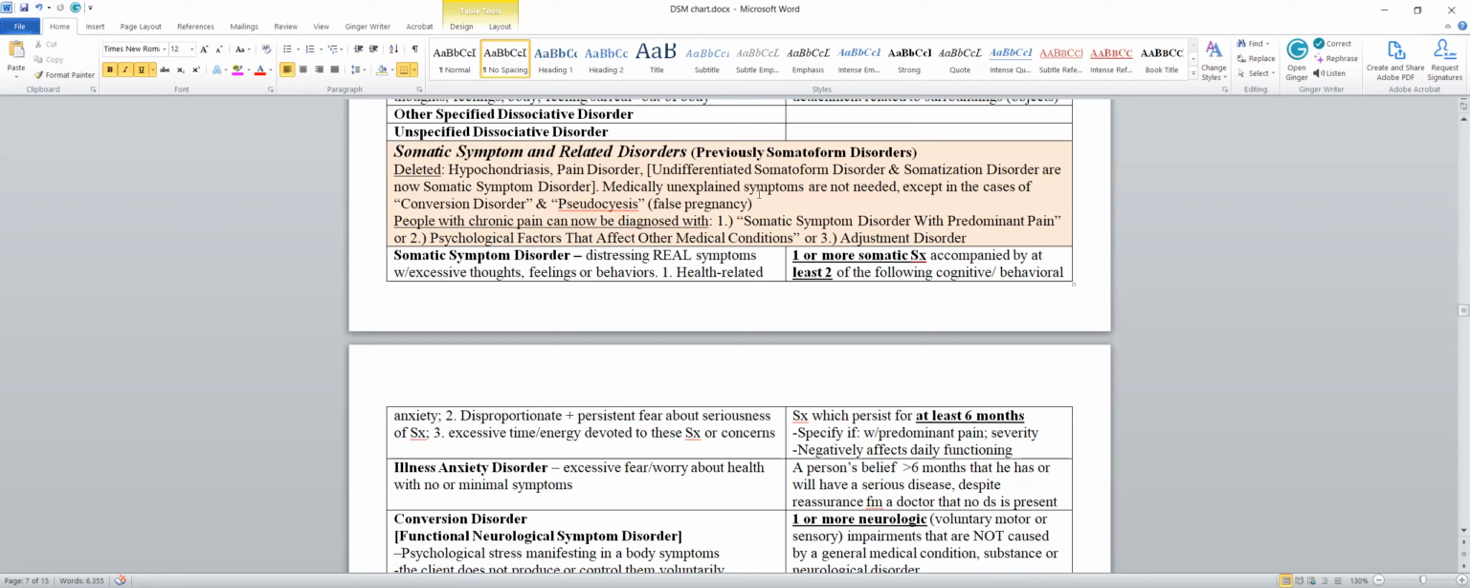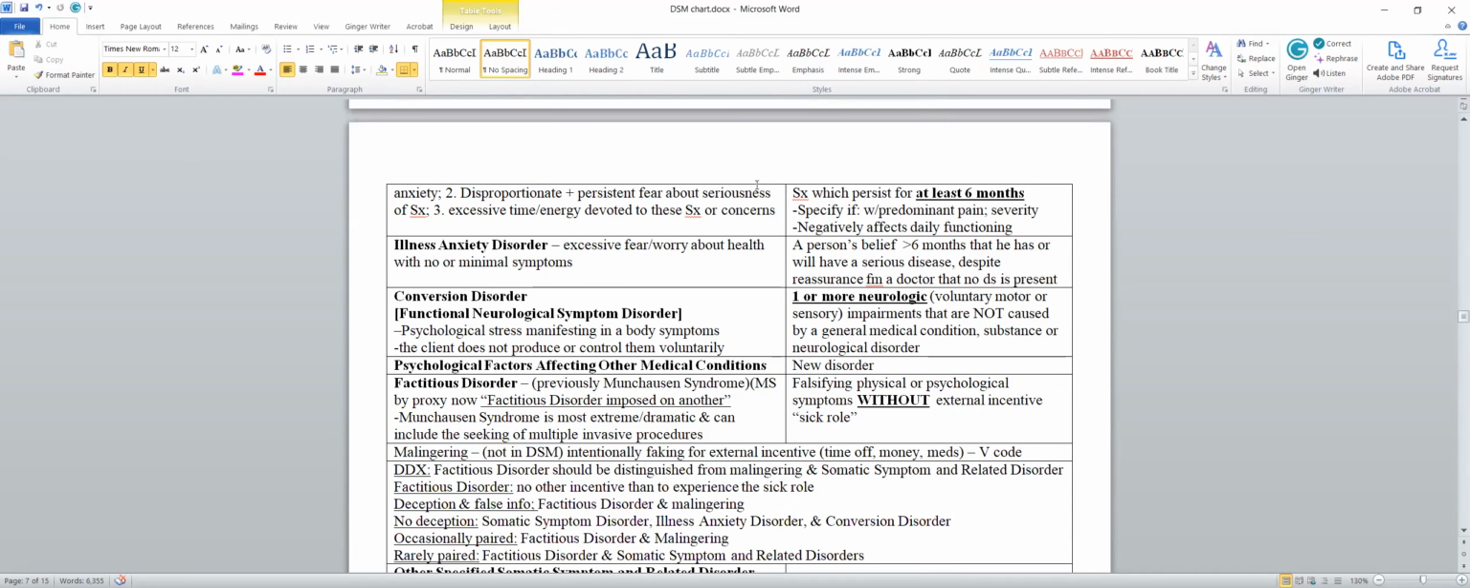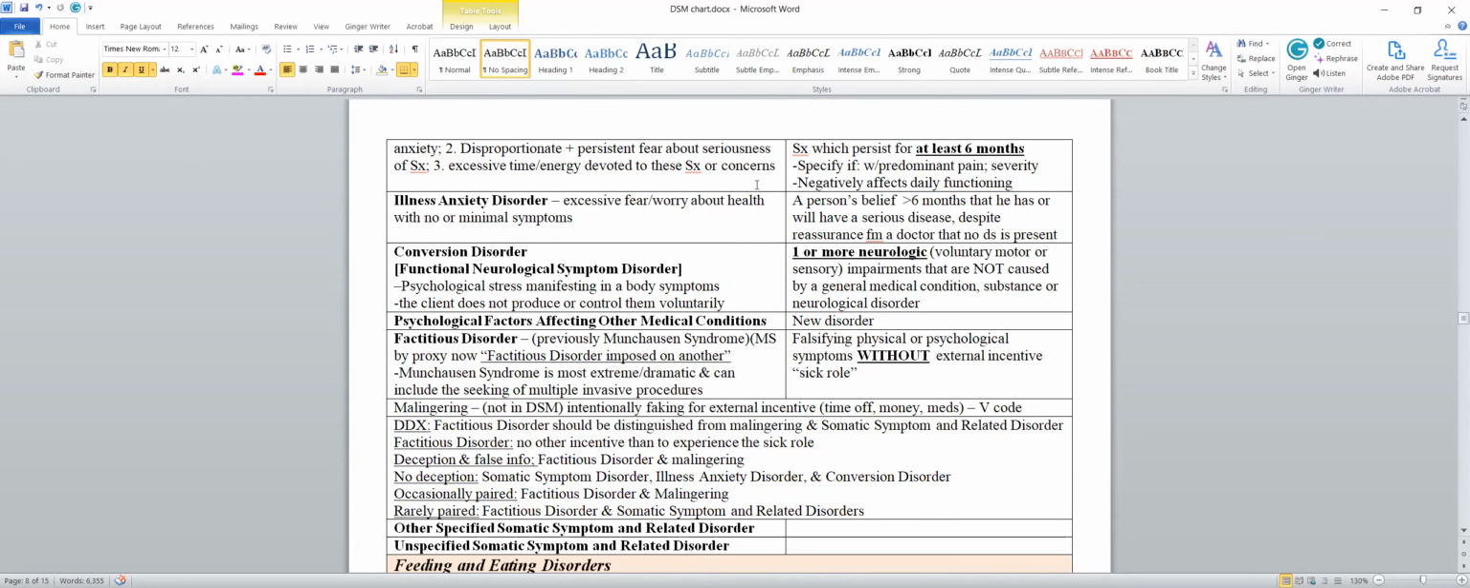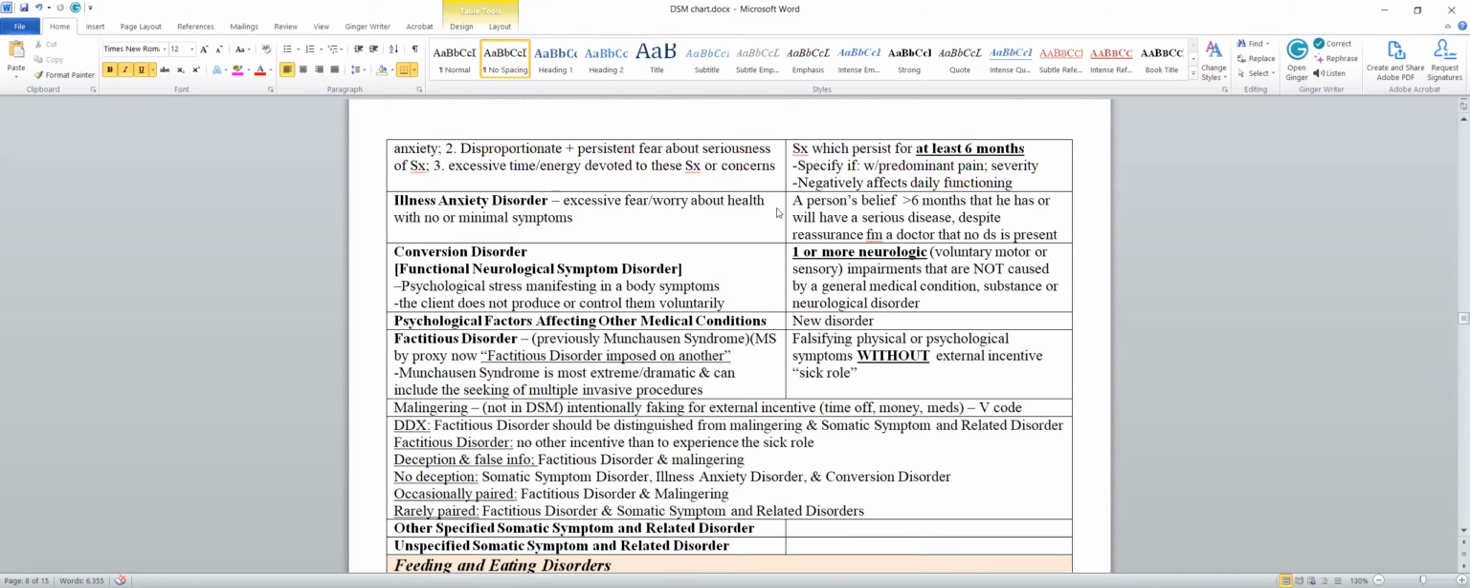The subcategories under somatic symptom and related disorders, previously somatoform disorders, include somatic symptom disorder, illness anxiety disorder, conversion disorder, and in parentheses, I have functional neurological symptom disorder, psychological factors affecting other medical conditions, factitious disorder, other specified somatic symptom and related disorder, unspecified somatic symptom and related disorder.